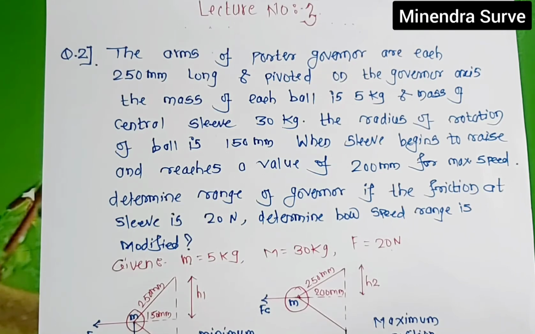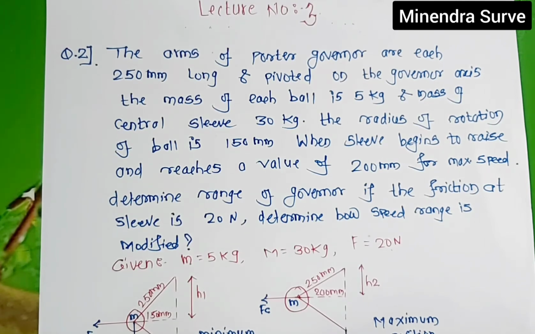The arms of a Porter governor are each 250 mm long and pivoted on the governor axis. The mass of each ball is 5 kg and the mass of the central sleeve is 30 kg. The radius of rotation of a ball is 150 mm when the sleeve begins to rise and reaches a value of 200 mm for maximum speed. Determine the range of the governor if the friction at the sleeve is 20 Newton.